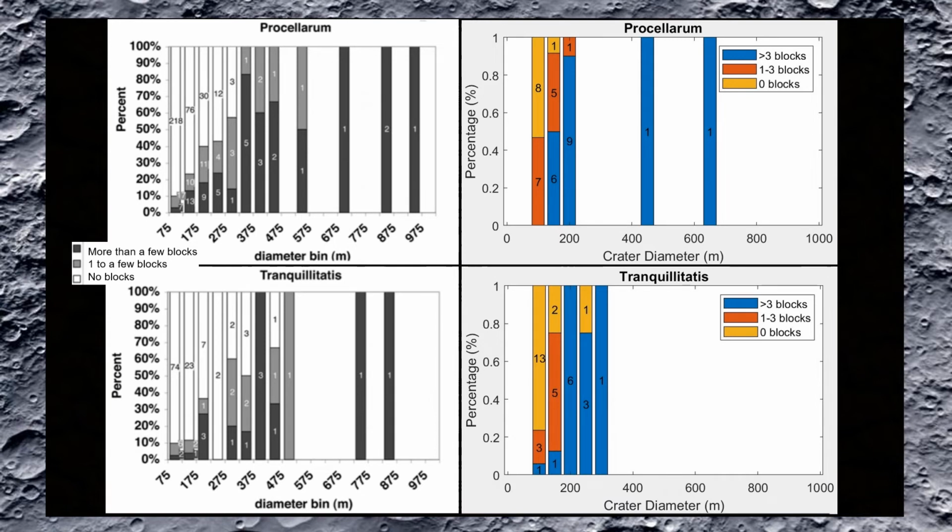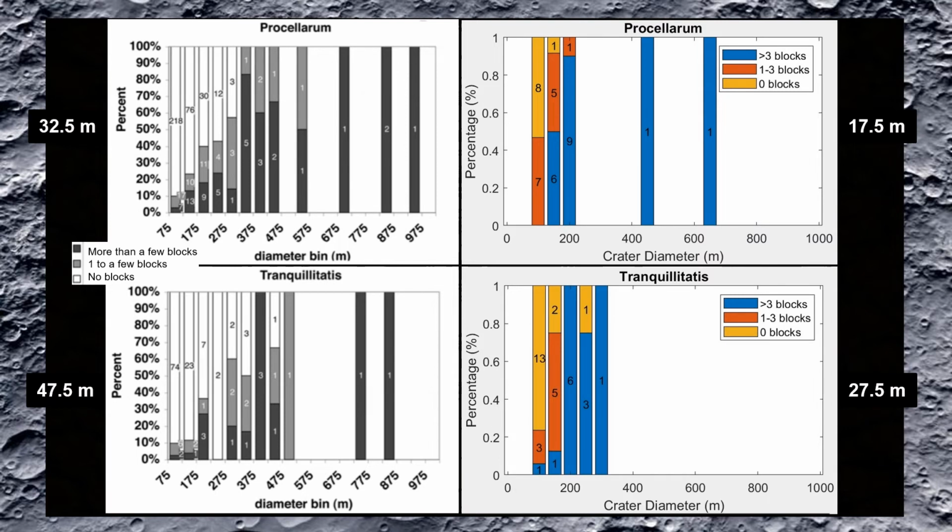Next, let's take a look at the two regions separately, Oceanus Procellarum and Mare Tranquillitatis. Here, the Wilcox et al. 2005 results are on the left, and our results are on the right. And in addition, the Oceanus Procellarum results are on top, and the Mare Tranquillitatis results are below.